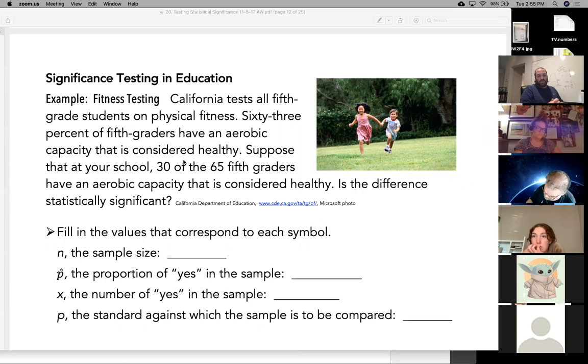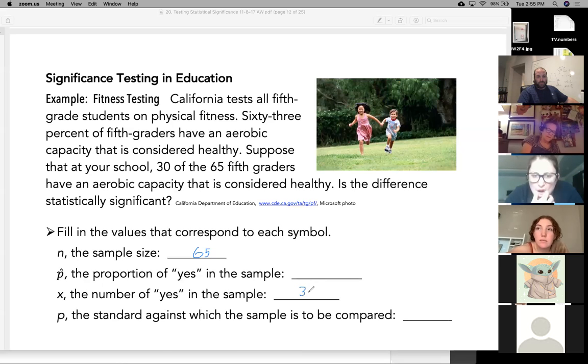Okay, so let's start. First, what is the sample size here? 65. We have 65 fifth graders in our sample. How many yeses do we have in our sample? 30. What's the proportion of yeses in our sample?